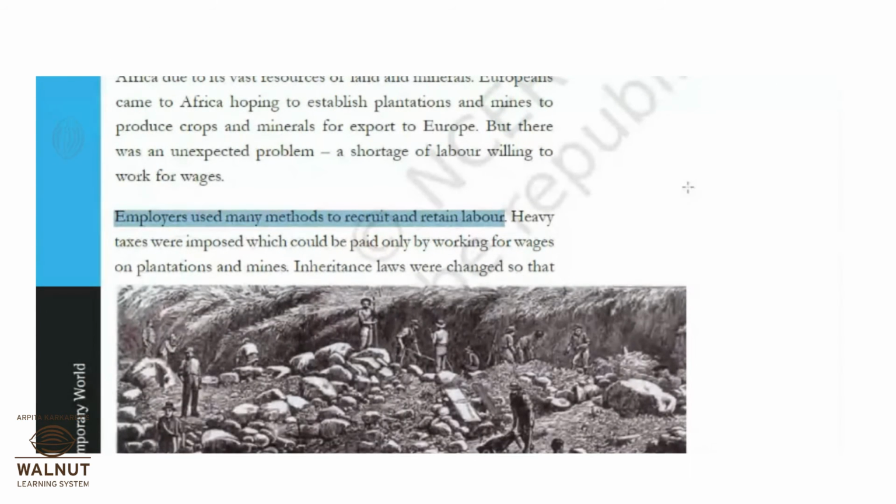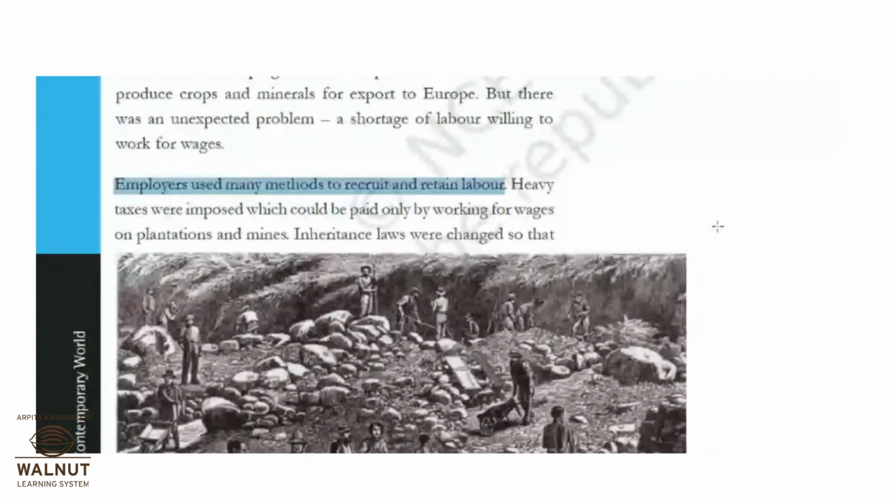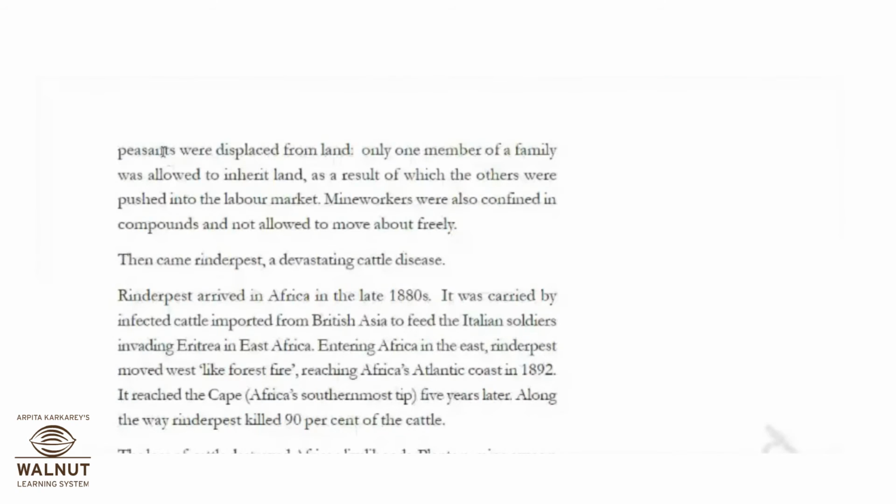Heavy taxes were imposed which could be paid only by working for wages on plantations and mines. Inheritance laws were changed so that peasants were displaced from land. Only one member of a family was allowed to inherit land. As a result, the others were pushed into the labor market. Mine workers were also confined in compounds and not allowed to move about freely. Then came rinderpest, a devastating cattle disease.